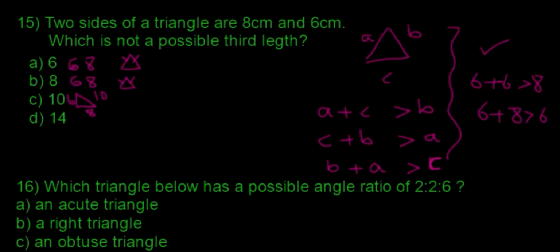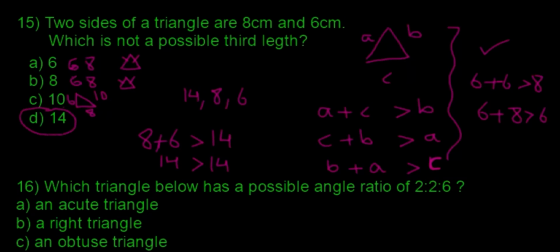How about 14? Remember the two sides, that means they're saying one of the sides is 14, the other one is 8, the next one is 6. Out of the two sides, 6 and 8, they should be greater than the third side. Is that true? Not in this case. It's not true, which is why 14 cannot be a possible third length.